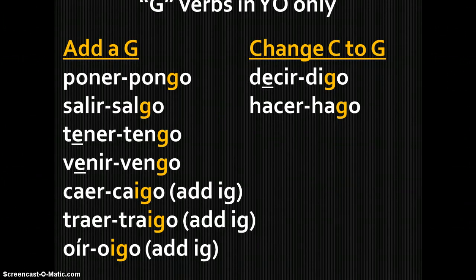Oír means to hear. The yo form is oigo, where again you're adding an IG. You're also dropping that accent. Remember, oír is also irregular in all other conjugations. The 2 verbs where a C changes to a G is decir, to say or to tell. The yo form is yo digo, and it is also an E to I stem changer. Hacer means to do or to make. The yo form is hago, where the C is changed to a G, and then it's a regular ER verb.